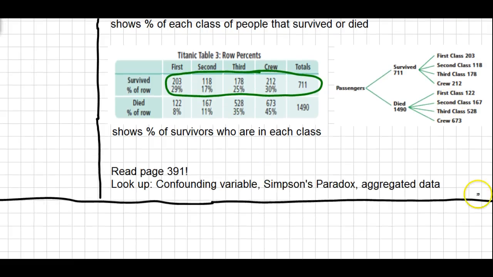Last thing I want to mention is that there are some vocab words in the reading that students want to take a look at. In particular, make sure you read page 391 and look up a confounding variable, Simpson's paradox, and the aggregated data. Those are not things that I'm going to be testing or quizzing on, but they are things that students will need in order to answer all of the homework questions accurately.